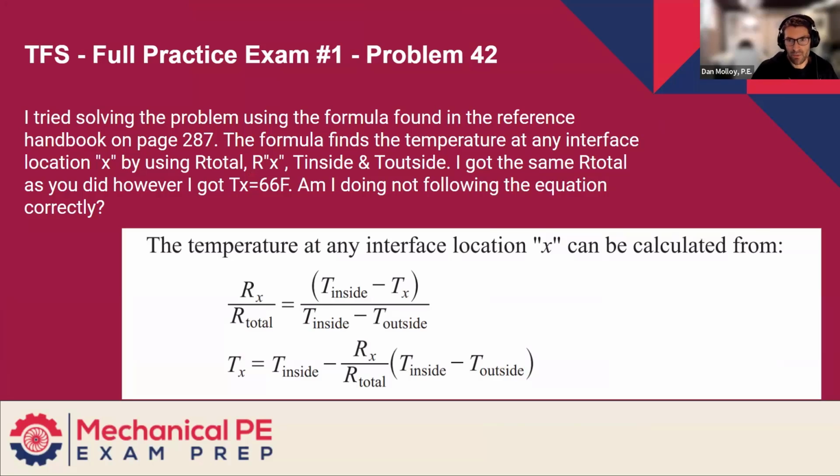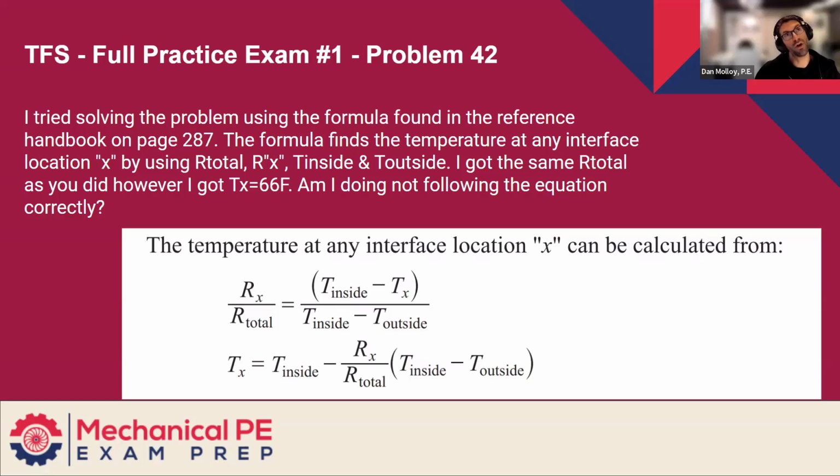I tried solving the problem using the formula found in the reference handbook on page 287. The formula finds the temperature at any interface location X by using R total, Rx, T inside, and T outside. I got the same R total as you did, but I got Tx, the temperature at location X, as 66 degrees. Am I not following the equation correctly? Yeah, you're not. And I'll explain why.